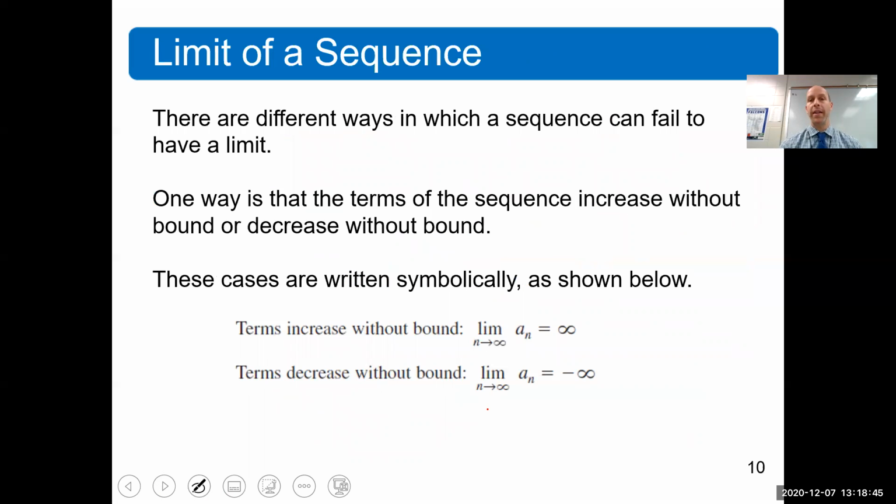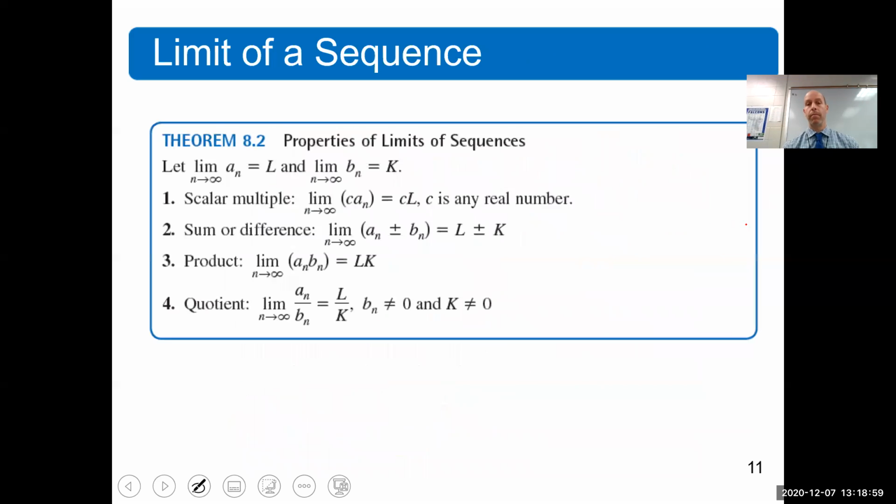All right, there are different ways in which sequences can fail to have a limit. One way is for the terms of the sequence to increase or decrease without bound. In other words, they go off to infinity or negative infinity. And that's what this is saying down here.